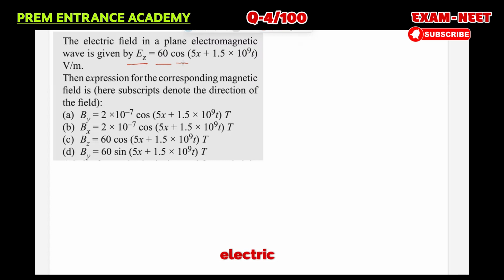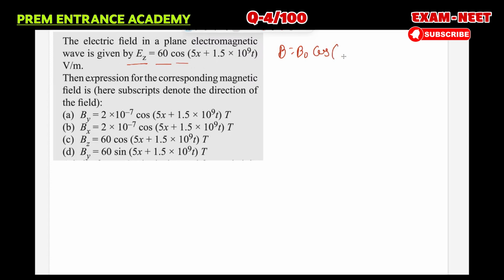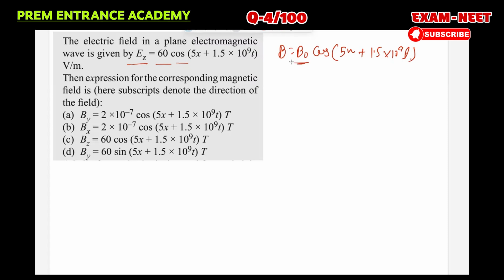So basically the electric field is given in equation format. You have to find the magnetic field. So the equation for the magnetic field will be B = B naught cos(5x + 1.5 × 10^9 t). So you have to find the B naught.